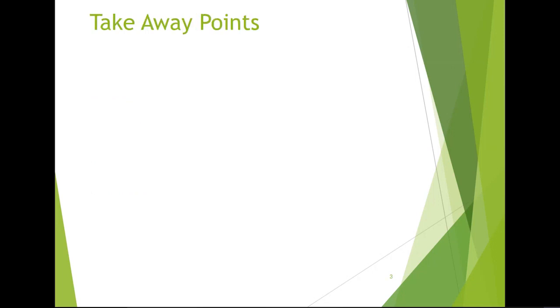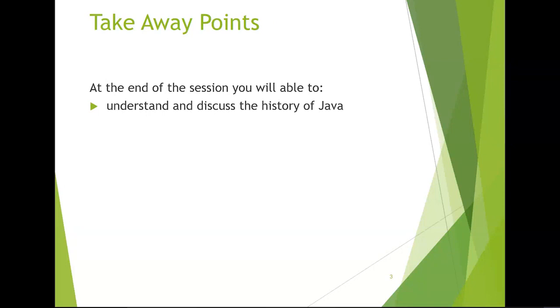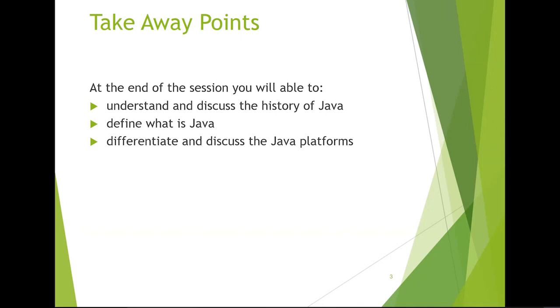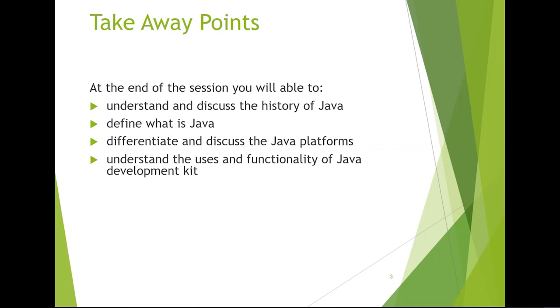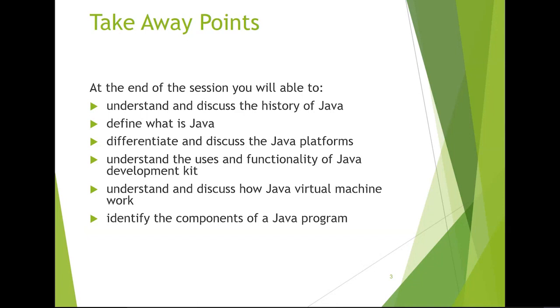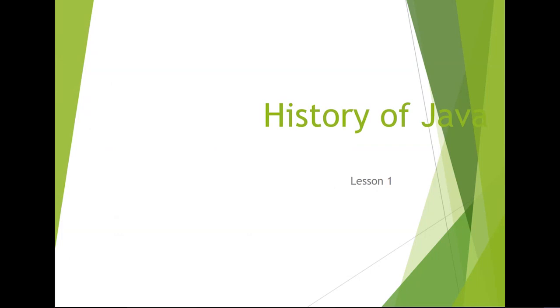Some takeaway points. At the end of this session, you will be able to understand and discuss the history of Java, define what is Java, differentiate and discuss the different platforms that Java has, understand the uses and functionality of Java Development Kit, and understand and discuss how Java Virtual Machine works. There are more: identify the components of Java programs, and understand how to implement Java program constructs. So, let's start with the history of Java.